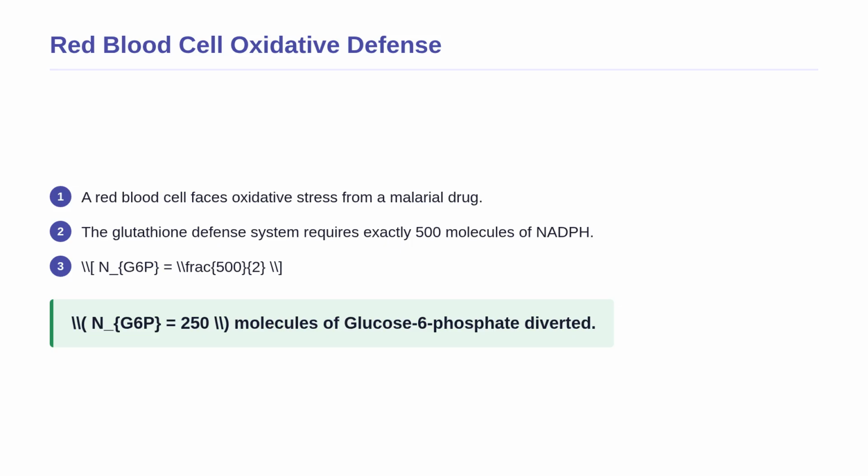Using our formula, we take the biological demand of 500 and divide it by our fixed yield of 2. The calculation reveals that the cell must divert exactly 250 molecules of glucose 6-phosphate into the pentose phosphate pathway. This physical interpretation highlights a critical biological trade-off. The cell willingly gives up potential energy to prioritize its immediate survival.